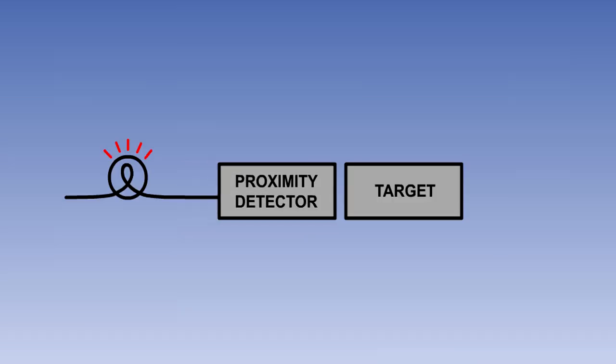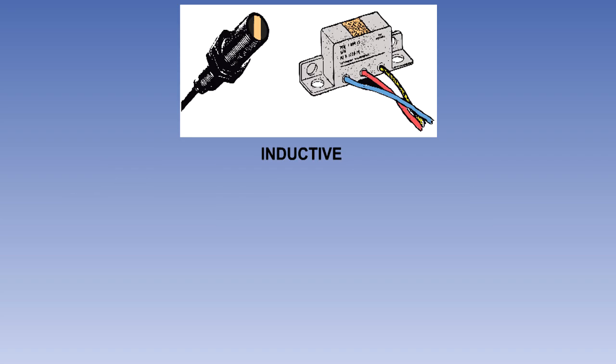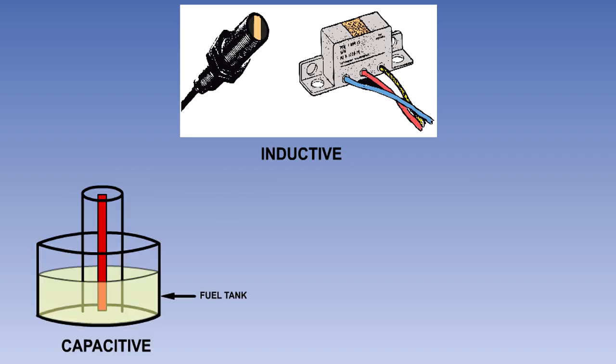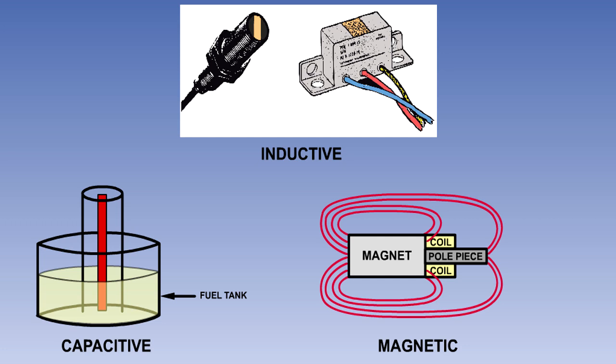Proximity detectors are electrical or electronic sensors that respond to the presence of a material. The electrical or electronic response is used to activate a switch, relay, or transistor. There are many types of proximity detectors. The major types are inductive, capacitive, and magnetic. The inductive and magnetic sensors need the monitored target to be metal, but the capacitive type can monitor either metal or non-metal materials.